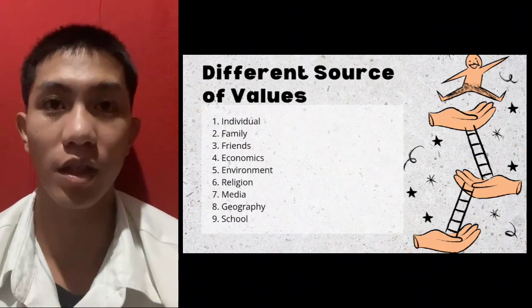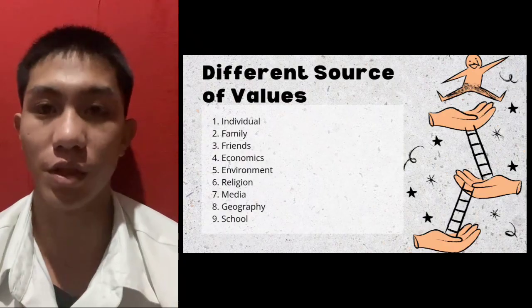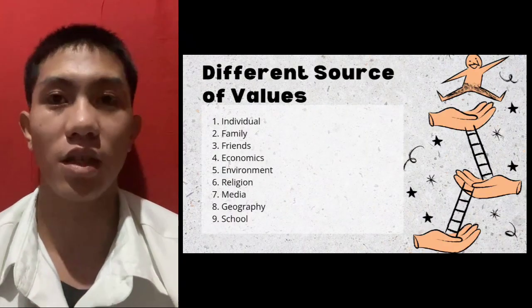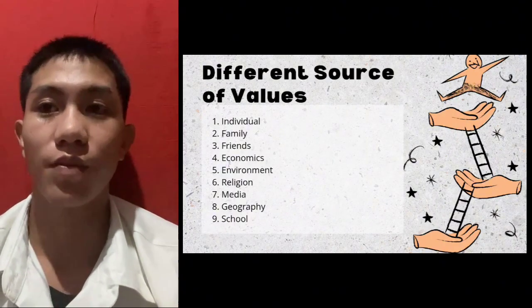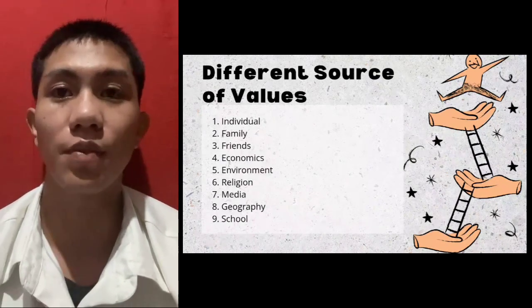Good morning, ma'am. My name is Ben Ronil B. Bano. So I'll be talking about the 10 different sources of values, which refers to the influences that shape our beliefs and principles. So, family: teachings and behaviors. Individual: the lessons of what we experience in our lives.